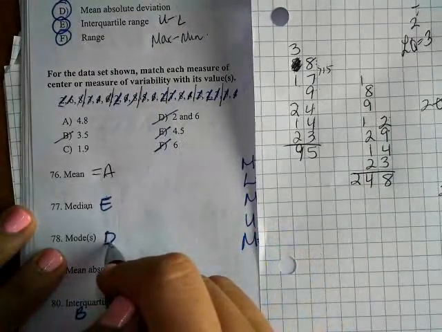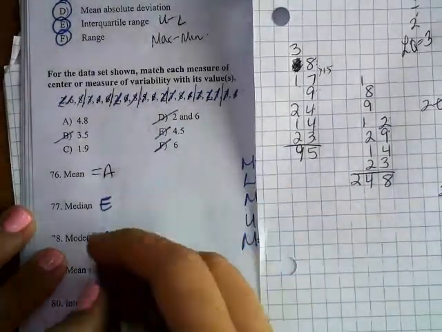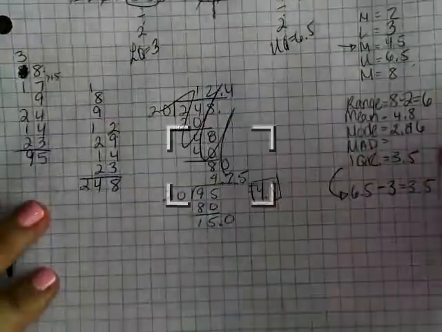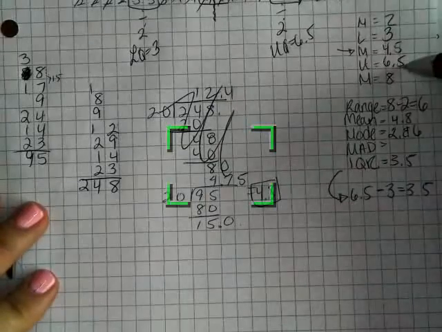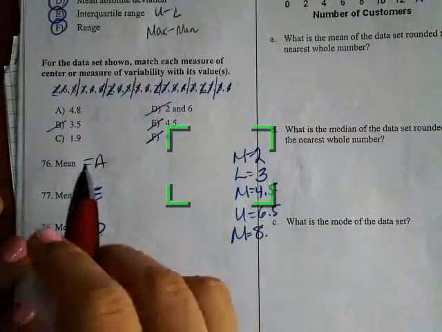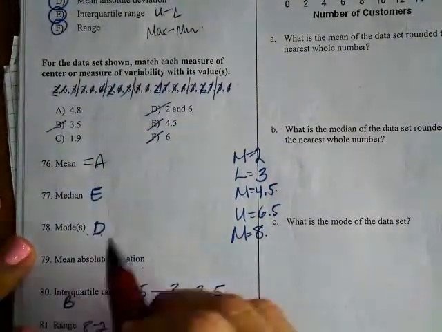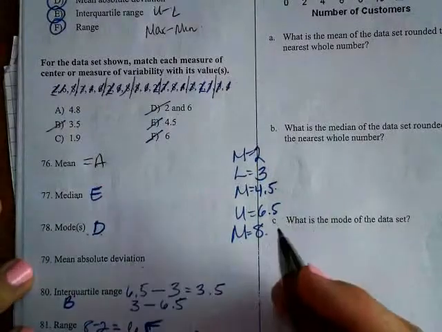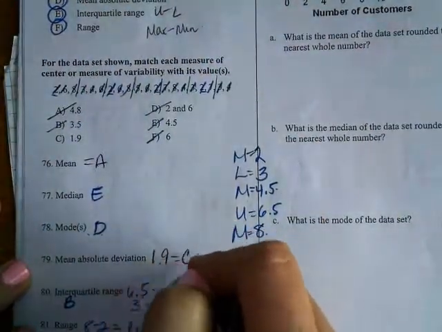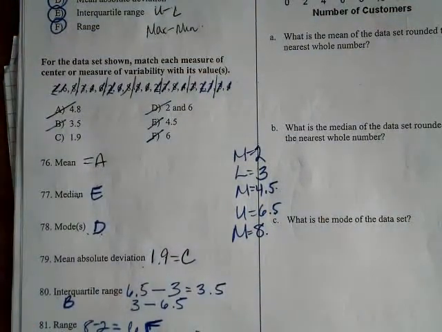No, the mode, the one that occurred the most, is 2 and 6, D. The mean absolute value we're going to find in a minute. The interquartile range, since the upper quartile and the lower quartile, 6.5 minus 3 gave me 3.5. So the interquartile range was 3.5. The range was 8 minus 2, which is 6. So I am left with the absolute deviation being 1.9, which is the letter C.